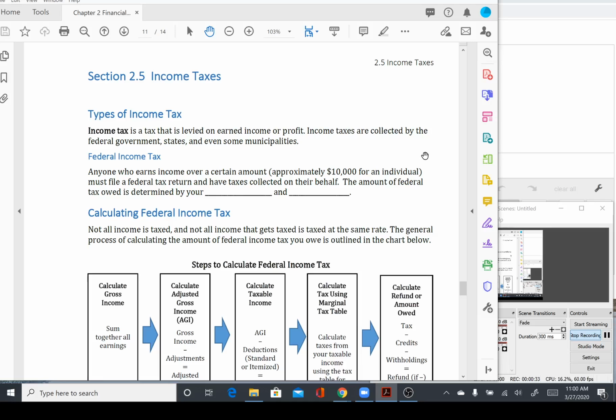Income tax is collected by a variety of institutions, mostly the federal government, states, and some cities. The federal income tax is what we will be focusing on in our class. And the federal income tax is applied to anyone who earns over $10,000 for an individual. Those people must file a federal tax return and have taxes collected on their behalf. The amount of federal tax owed is determined by your filing status and your income.